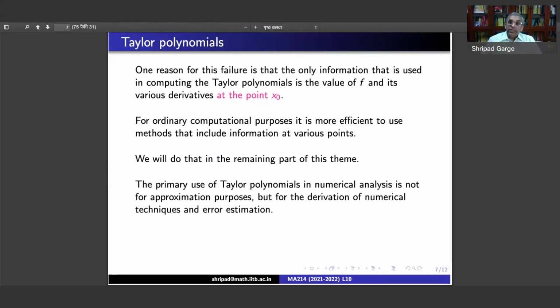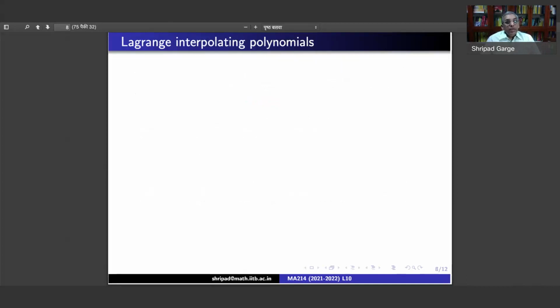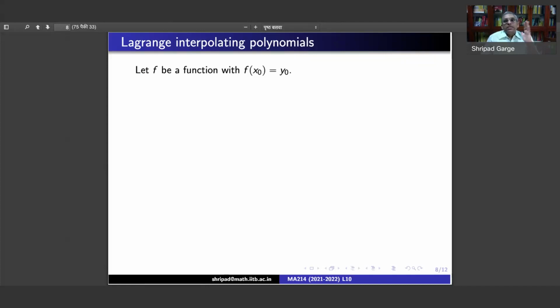This is not to say that Taylor polynomials are not useful. In fact, we have already used them for some computational purposes in the approximation and so on. So they have already been used and perhaps they will again be used. Okay, so that brings us to what are called Lagrange interpolating polynomials. So we will actually derive a very nice formula for writing down polynomials which interpolate the data of n points and their n values.